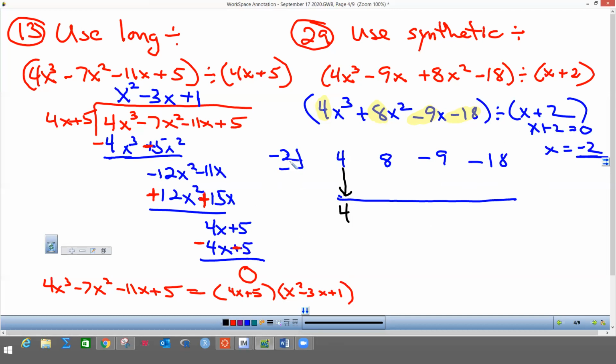Then we take the number in our half box, negative 2, and we come over here and we multiply it by this 4, and we stick that product, which is negative 8, right here. So negative 2 times 4 is negative 8. And then we add these two. So 8 minus 8 is 0. Then we take this number in the box, negative 2, and we multiply it times the 0, and we put that number there. So negative 2 times 0 is 0. And then we add these two numbers. So that is negative 9.